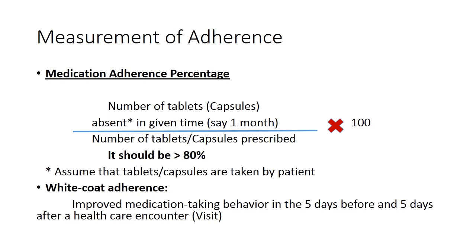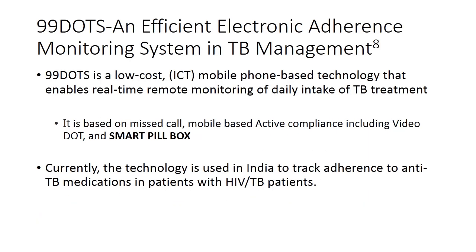One factor which determines adherence is white coat adherence, just as white coat hypertension. It improves medication taking behavior in the 5 days before and 5 days after a healthcare encounter. When someone has to come for next visit, 5 days before he will start taking regularly, with the fear that my blood pressure may be recorded high there.